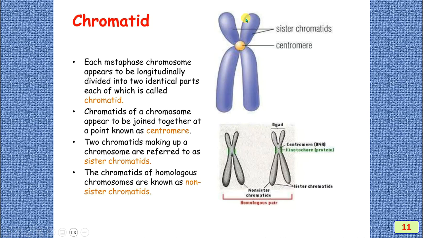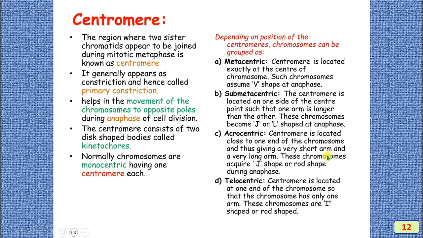sister chromatids. Then the chromatids of the homologous chromosomes are known as non-sister chromatids. There is a difference between the centromeres. It is also called the kinetochore, which is protein in structure. Then they are called the sister chromatids.